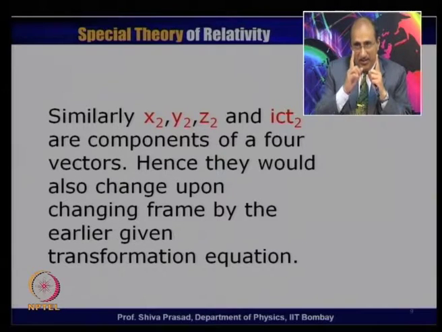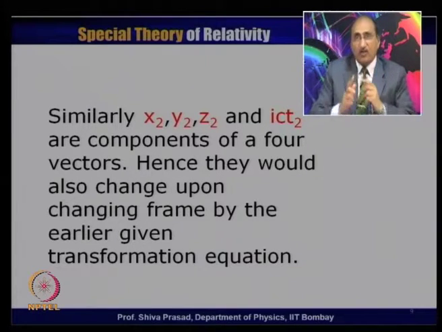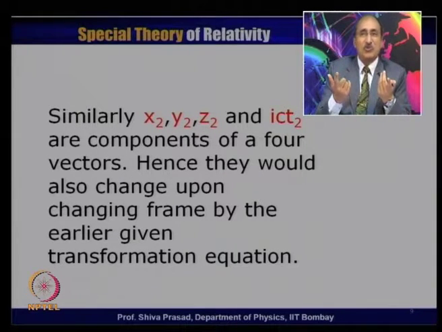So, now if there is one particular set of 4 numbers which follow one particular transformation equation, and another set of 4 components which also transform exactly using the same transformation matrix, therefore their differences will also transform exactly using the same transformation matrix. This comes from simple matrix algebra.